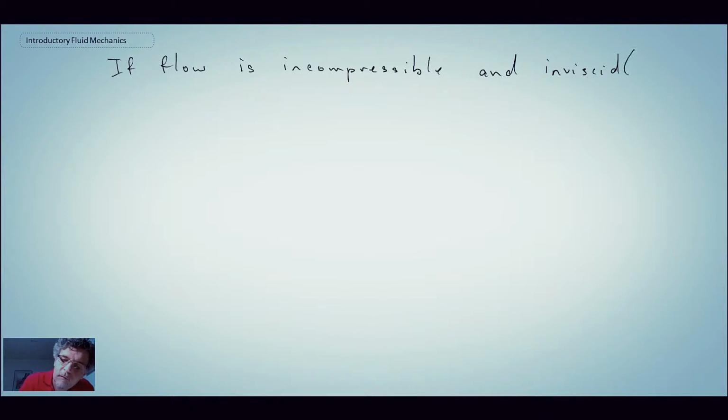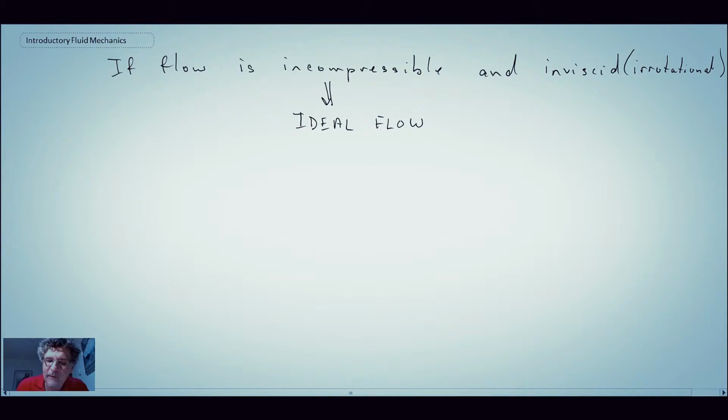Now, what do we do with these? Well, let's just go on here. If it turns out that our flow is incompressible and inviscid, that is what we would call an ideal flow. And this is an area that was studied many years ago, and it was studied because it was simplified. There were simplifications that occurred, and the mathematicians and scientists could study fluid flow in ways that, when you have viscosity, become much more complex.